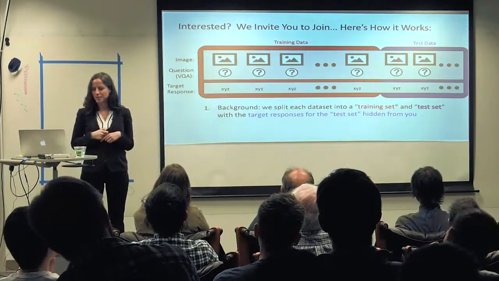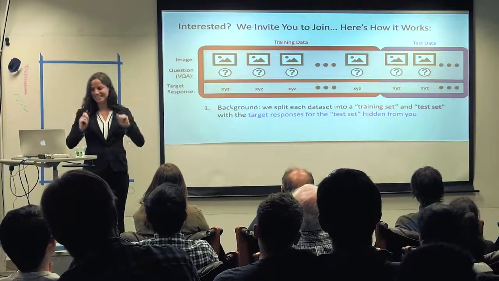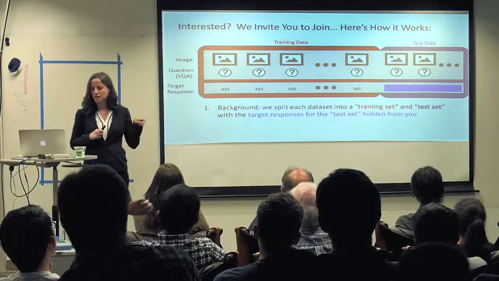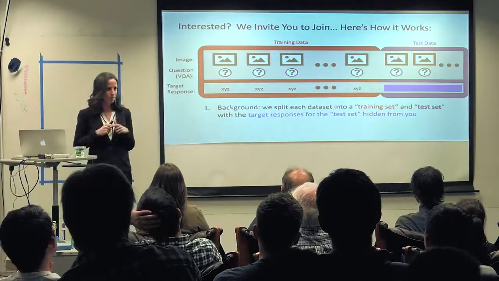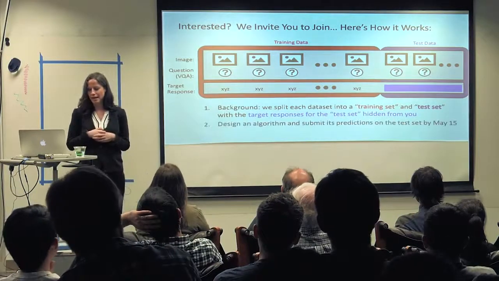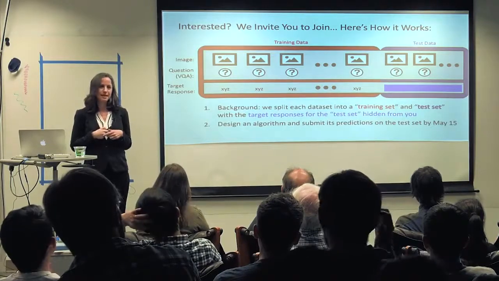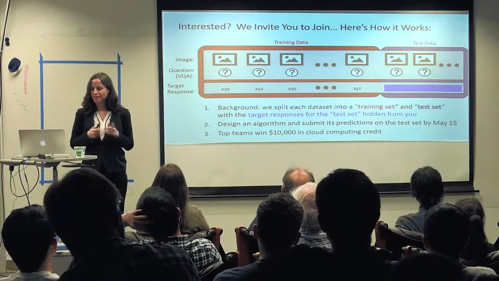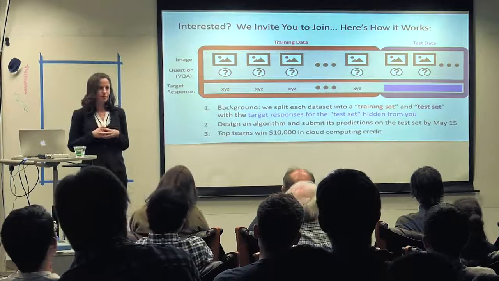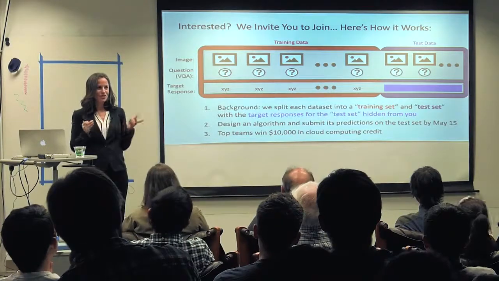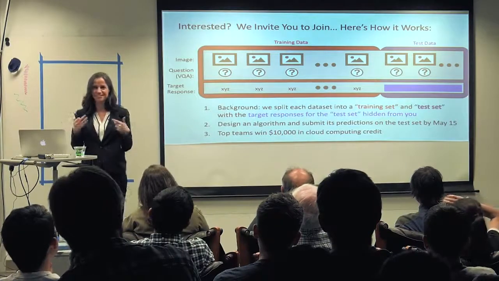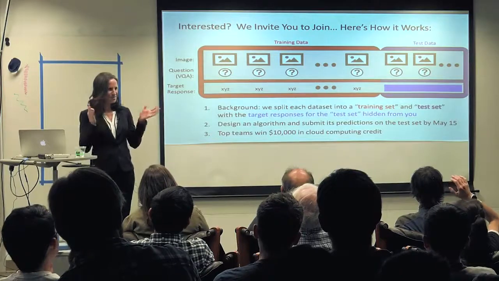Here's how it works. As before, we split each data set into a training set and a test set, with the target responses for the test set hidden from you all. Design an algorithm and submit its predictions on the test set by May 15th. The top teams will win $10,000 in cloud computing credit. If you're interested, feel free to ask me questions, both after this talk, and I believe we have a colloquium afterwards.